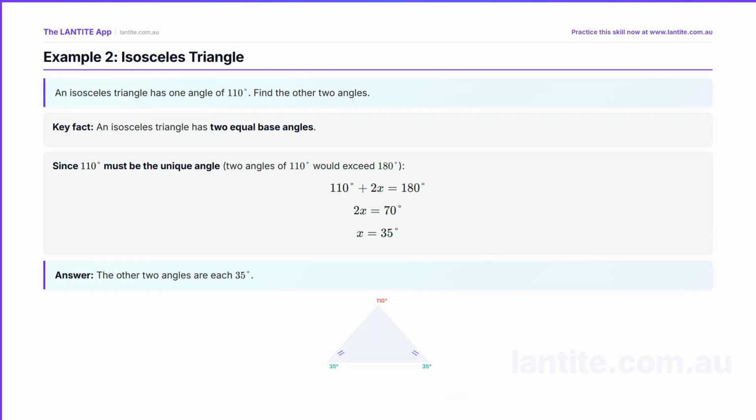An isosceles triangle has one angle of 110 degrees. An isosceles triangle has two equal base angles. Since 110 degrees is greater than 90, it must be the unique angle. If both base angles were 110, the total would be 220, which exceeds 180. So 110 plus 2 times x equals 180. 2x equals 70, so x equals 35 degrees. The two base angles are each 35 degrees. Check. 110 plus 35 plus 35 equals 180.